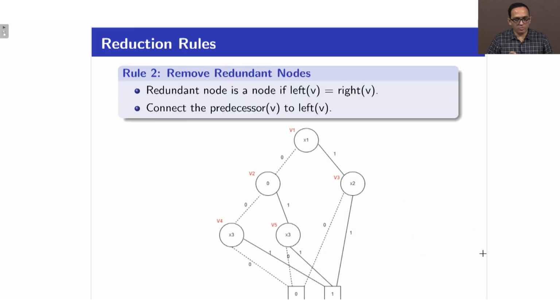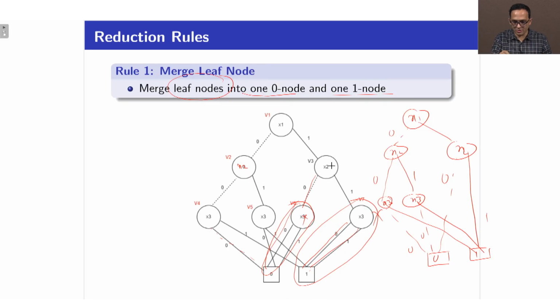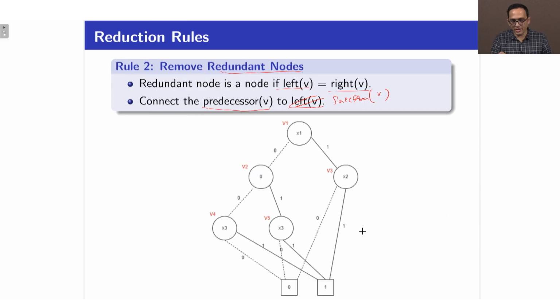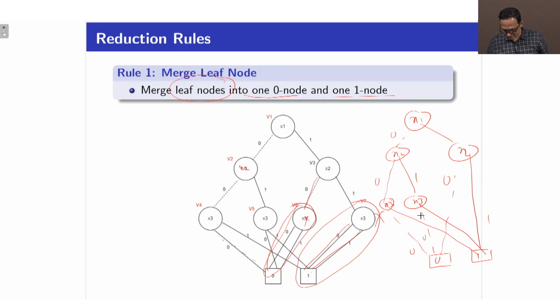I will find out whether any node is redundant. If the left of that node and the right of that node are the same, that means they are pointing to the same successor node. So what I will do is connect the predecessor of this node to the successor of the node. That is what I have done effectively. The predecessor of this node is this, the successor of this node is this, so I connect the predecessor directly to the successor. This is the BDD I obtained here.